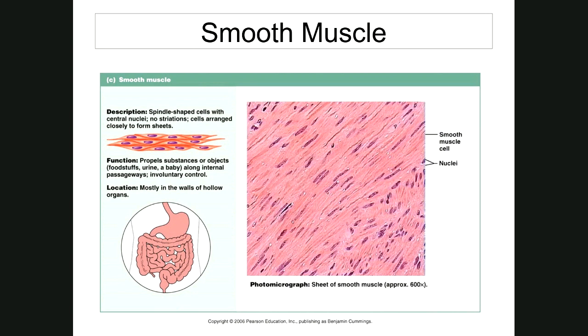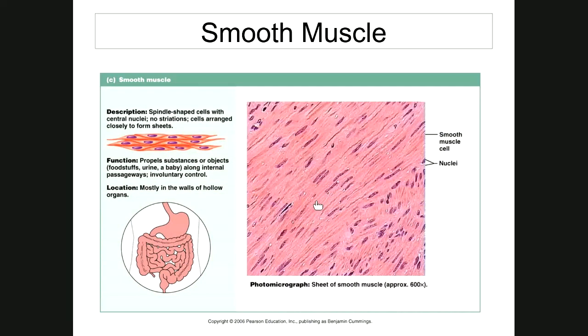So the first one in your notes, this one here, is smooth muscle, also called involuntary muscle due to the fact it's under autonomic control. You don't control this muscle. This is the muscle that moves food through your digestive tract for you. After you've eaten something like a Whataburger, it goes into your stomach and it's moved through your digestive tract by smooth muscle contracting and moving it one direction from the mouth to the anus.